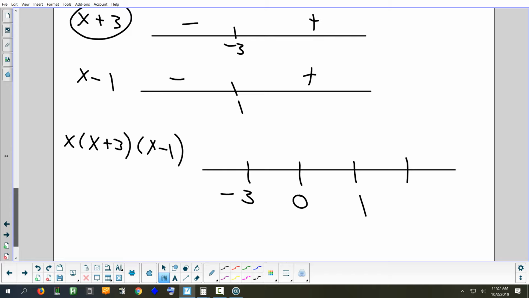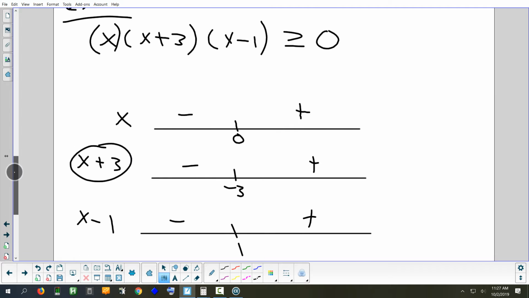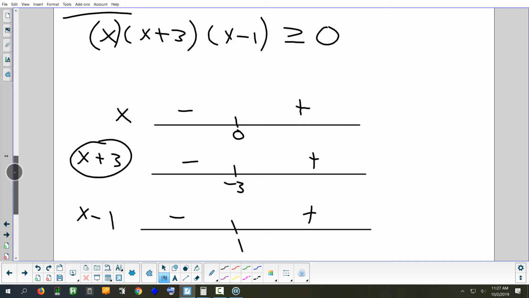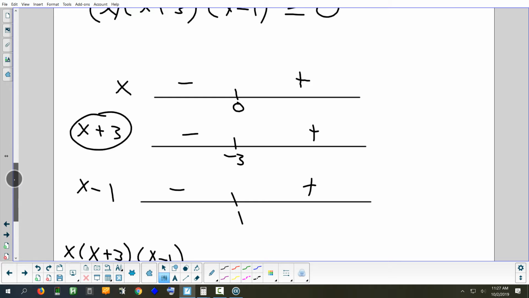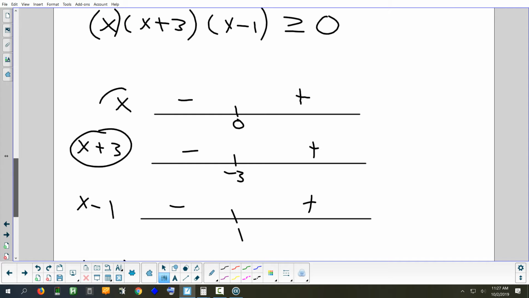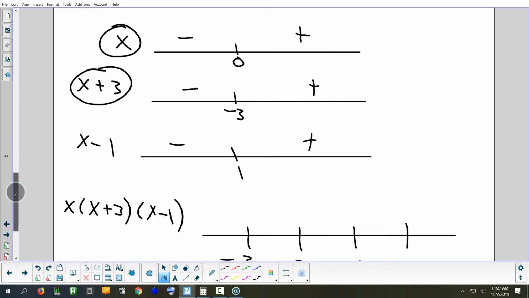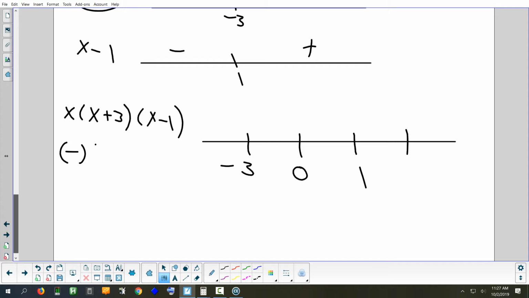Okay. So, and we're multiplying. This times this times this. So let's check the less than -3 section. How about, Brianna, if I am less than -3 on the top number line, what section am I in? Yeah, I'm in the negatives.